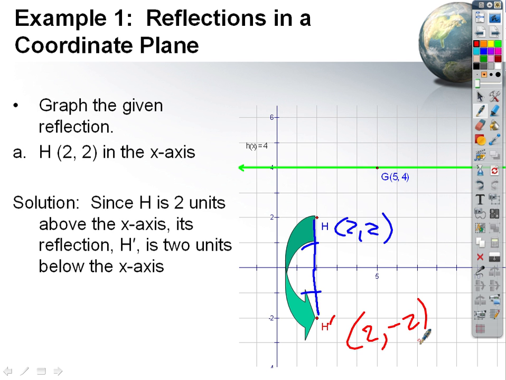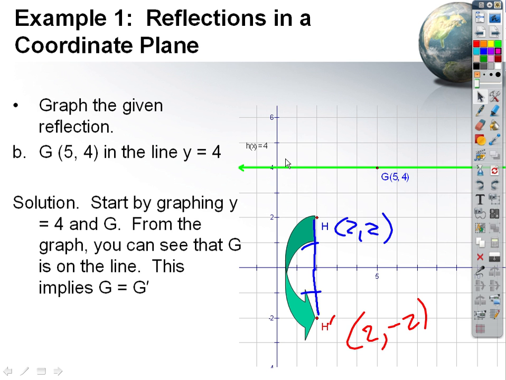What about this one right here? What if we take point G that has coordinates x equals 5, y equals 4, and we reflect that in the horizontal line, y equals 4. So here's the fold in green. There's the dot of ink. Where does it end up? Where's the image? Where's G prime? Same spot, right? It's on the axis of symmetry. It's on the line, so it doesn't move at all. Okay?